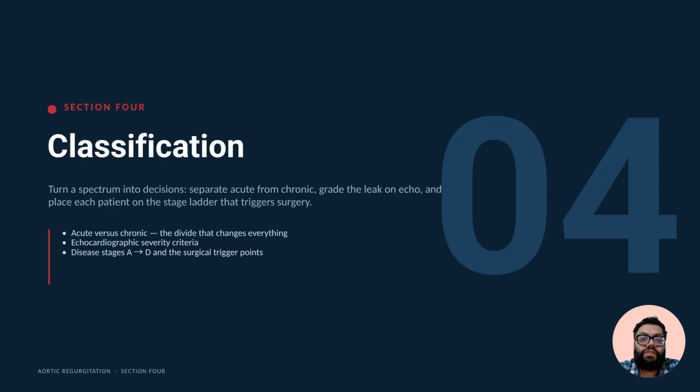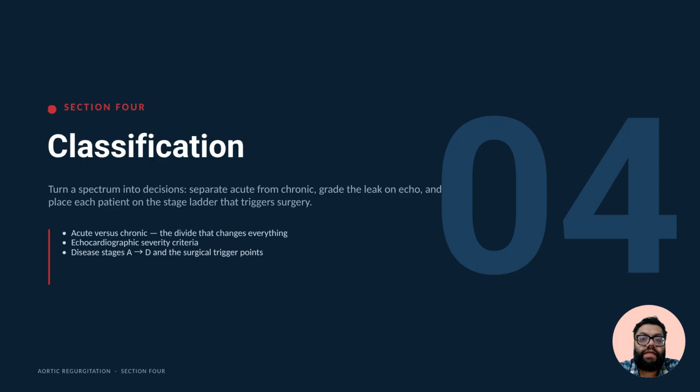Having understood the physiology, we now need to classify, because classification is how raw understanding becomes clinical decisions. Three jobs in this section. First, we formally separate acute from chronic disease, the divide we keep returning to, and lay their features side by side, because the speed of onset, not the cause, decides whether the ventricle copes. Second, we grade severity on the echocardiogram: the vena contracta, jet width, regurgitant volume and fraction, and the wonderfully reliable sign of holodiastolic flow reversal in the descending aorta.